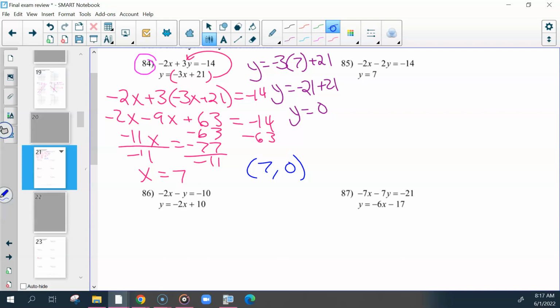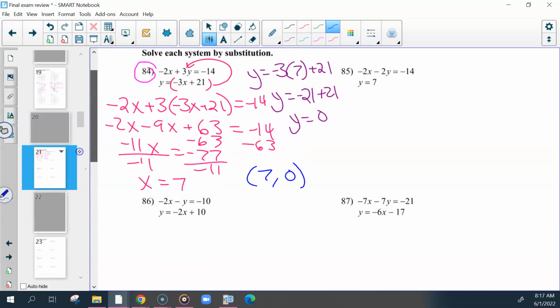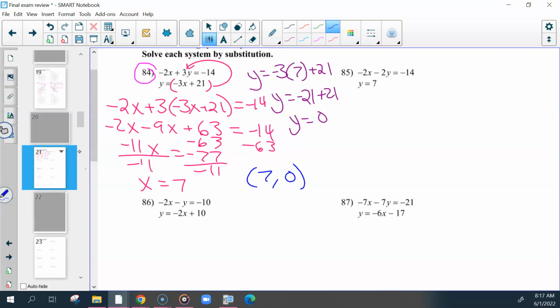So we'll do 88, I think is the other one I have circled, tomorrow. Do we have any questions on this one though? So we'll continue this tomorrow.